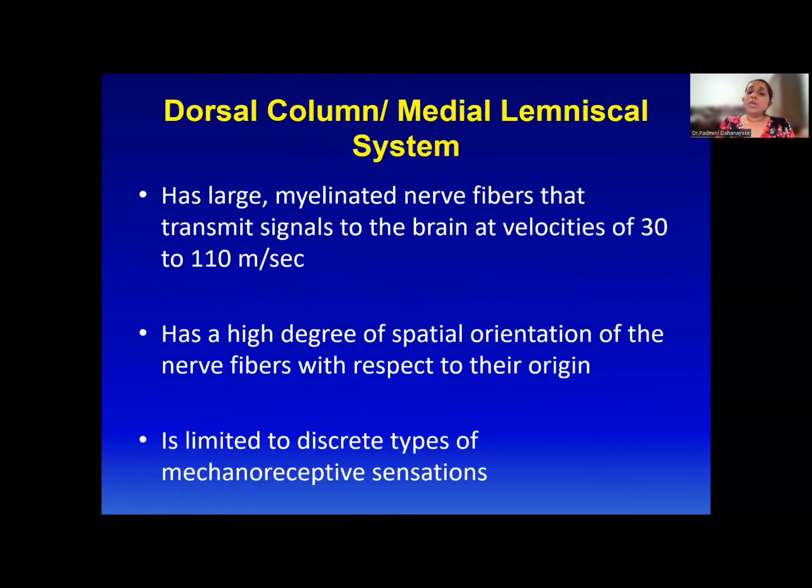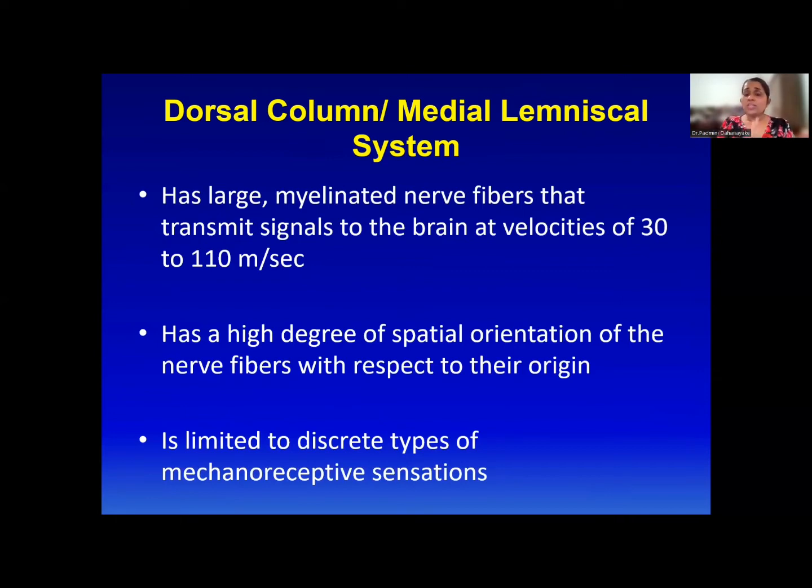So now we will look at one by one in detail. First one is dorsal column medial lemniscal pathway or system. It has large myelinated nerve fibers. Usually they transmit signals very quickly, right? At velocities of 30 to 110 meters per second.